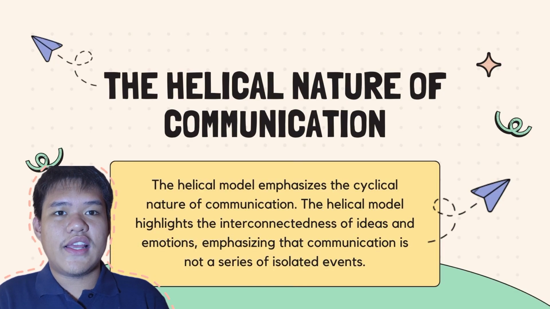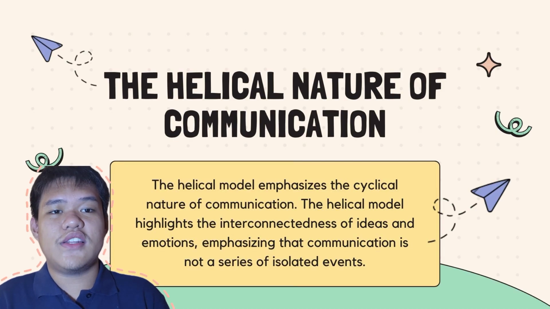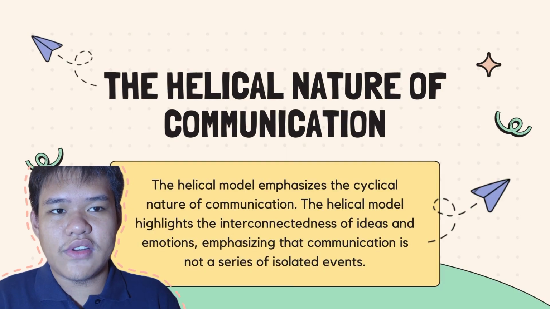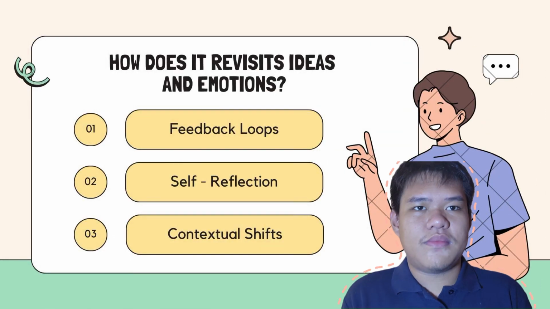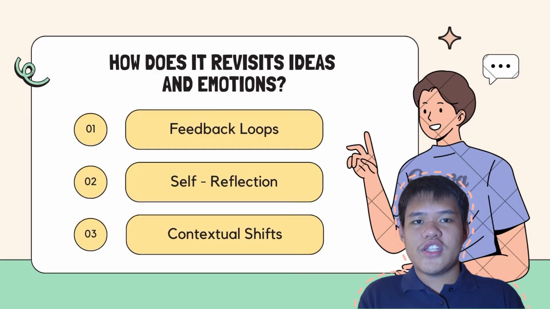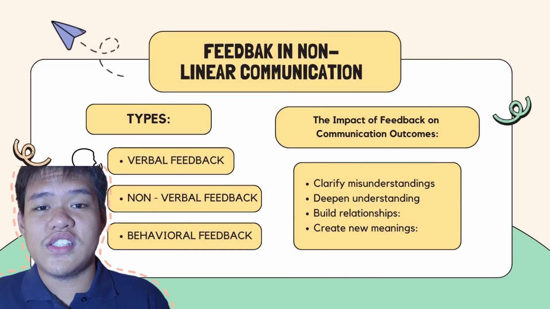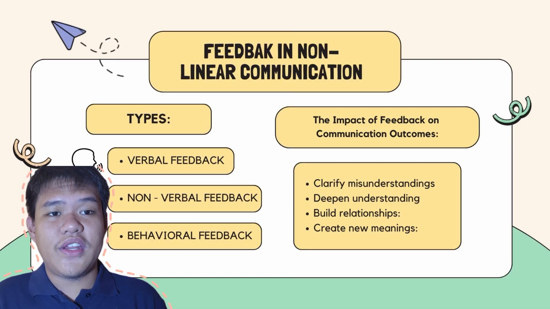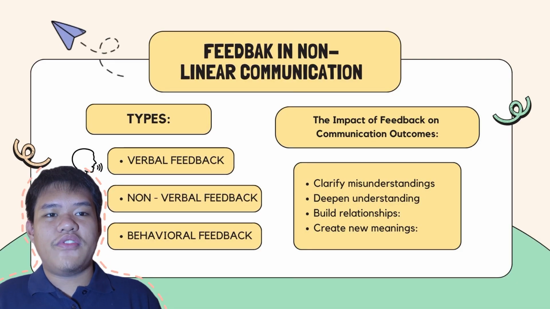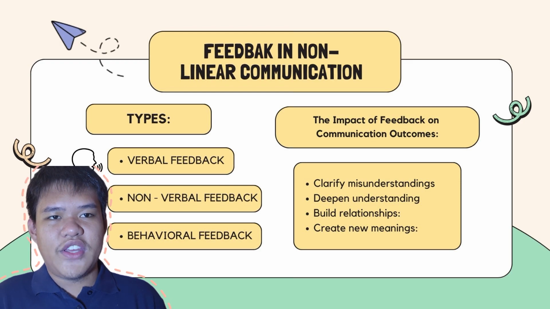The helical model highlights the interconnectedness of ideas and emotions, emphasizing that communication is not a series of isolated events. It revisits ideas and emotions through feedback loops, self-reflection, and contextual shifts. These are the types of feedback in nonlinear communication: verbal feedback, nonverbal feedback, and behavioral feedback.